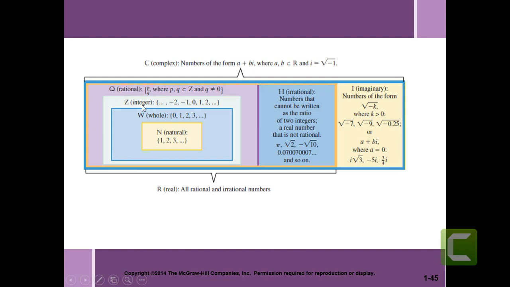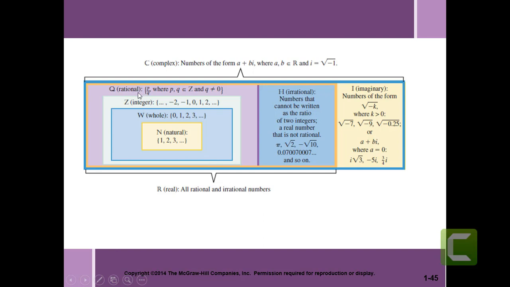So integers are included in the set of rational numbers. Whole numbers are included in the set of integers. Natural numbers are included inside the set of whole numbers. And so they are subsets of each other. Now, what about irrational numbers? Irrational numbers are a completely different set. They do not overlap with the rest of these. So these are two separate sets, but they're all included in real numbers.